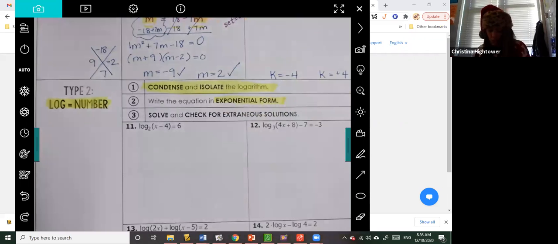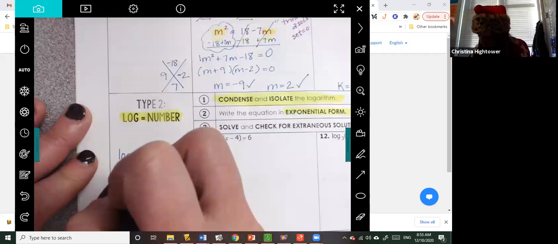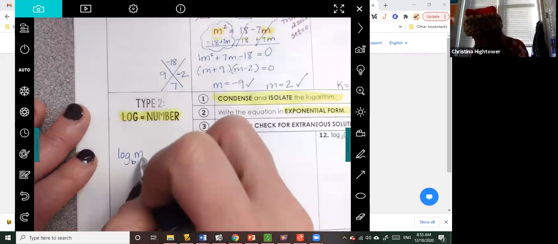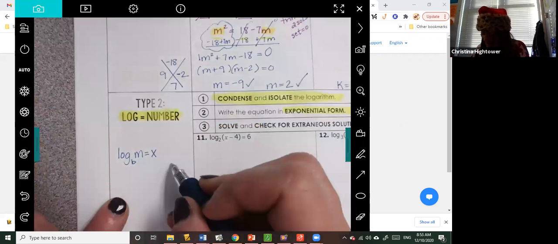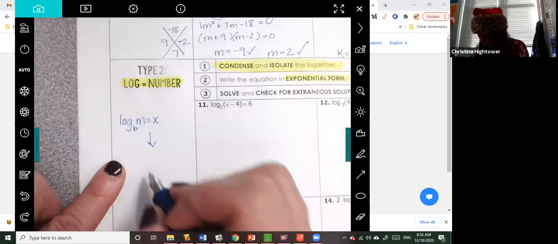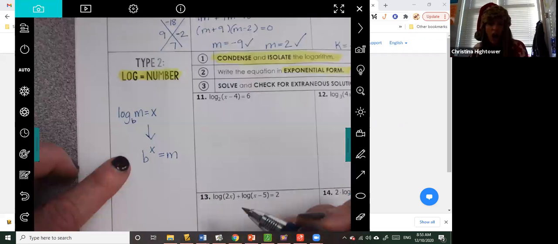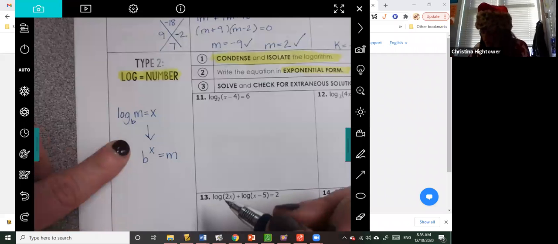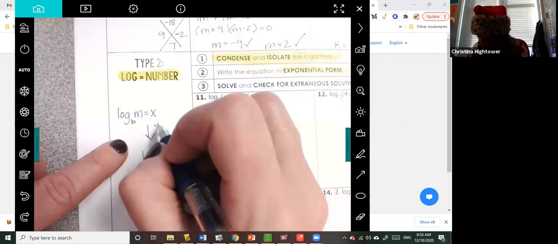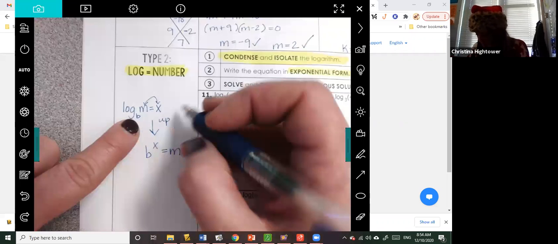So don't forget your exponential form. If you have log base b of m equals x, that is the same thing as b to the x equals m, okay? So just remember it's that up and swap, or the drop and swap, okay? We're gonna be doing the up and swap. So the b moves up, and then you swap.